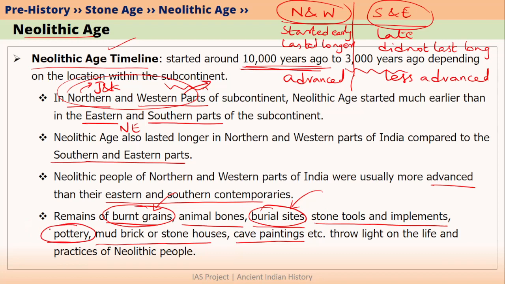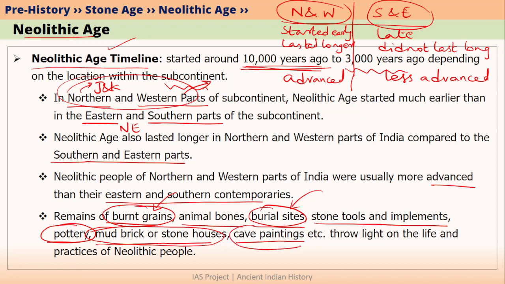So, by studying pottery also, we can study about Neolithic age cultures. Paleolithic people also did not build any kind of houses. They were mainly living in caves and rock shelters. But in the case of Neolithic age people, they built basic houses. So those houses also help us to understand their culture.